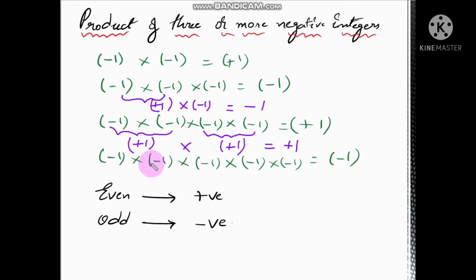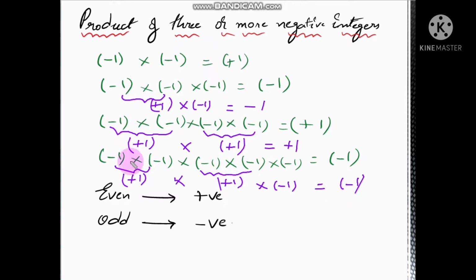Minus 1 into minus 1 into minus 1 into minus 1 into minus 1. So minus into minus is plus 1. Minus into minus is plus 1. And here we are having minus 1. So 1 into 1 is 1, into minus 1. So we are getting minus 1.